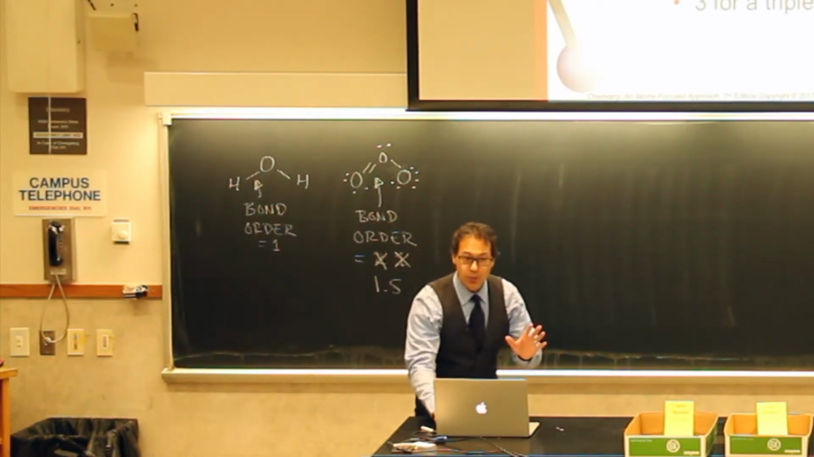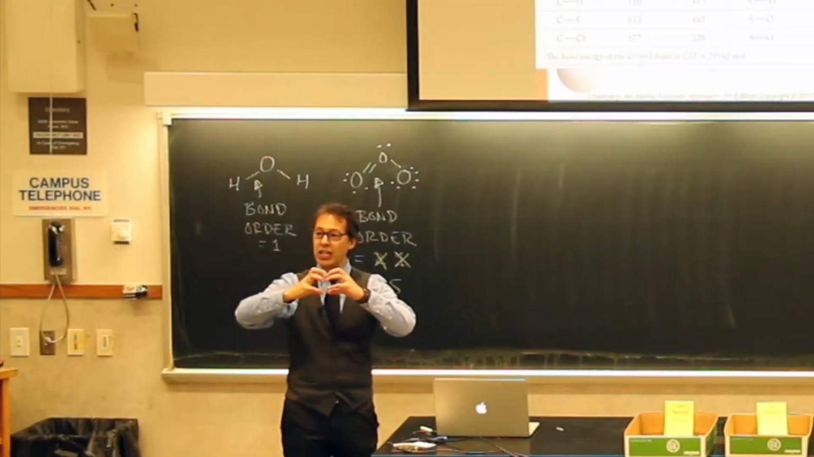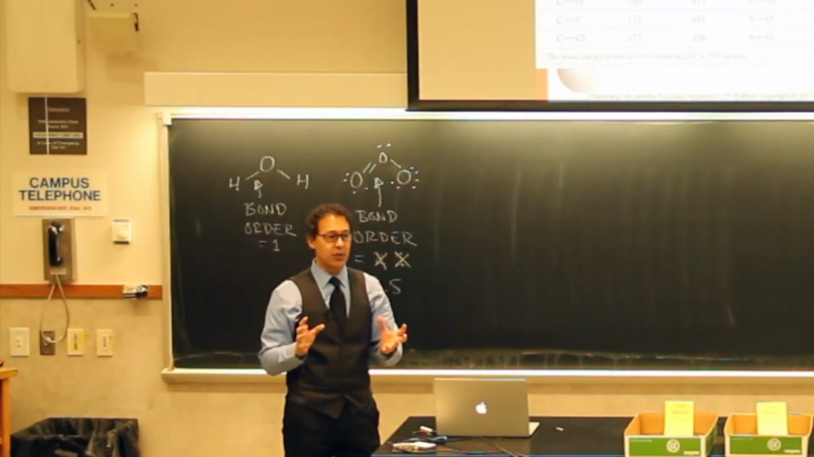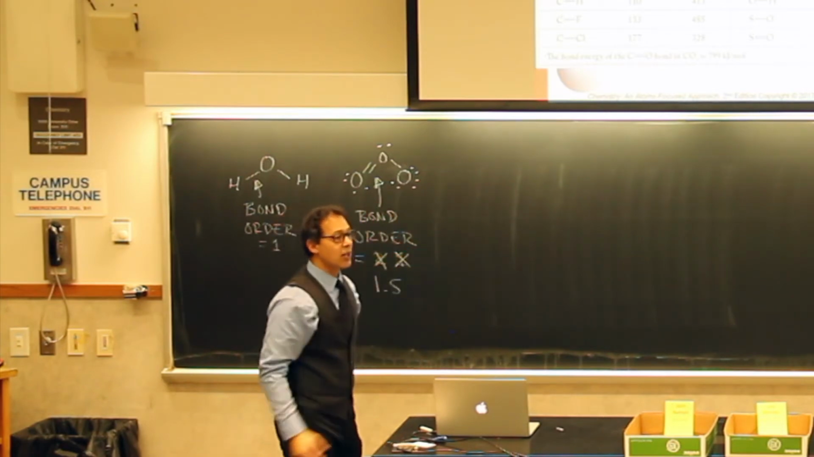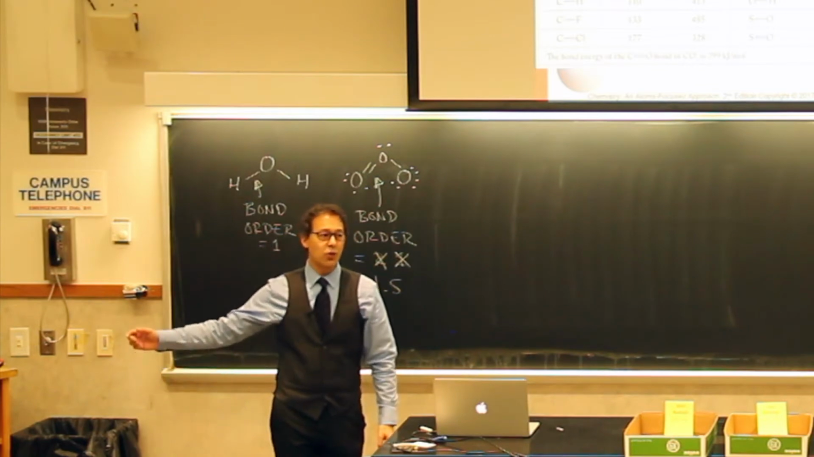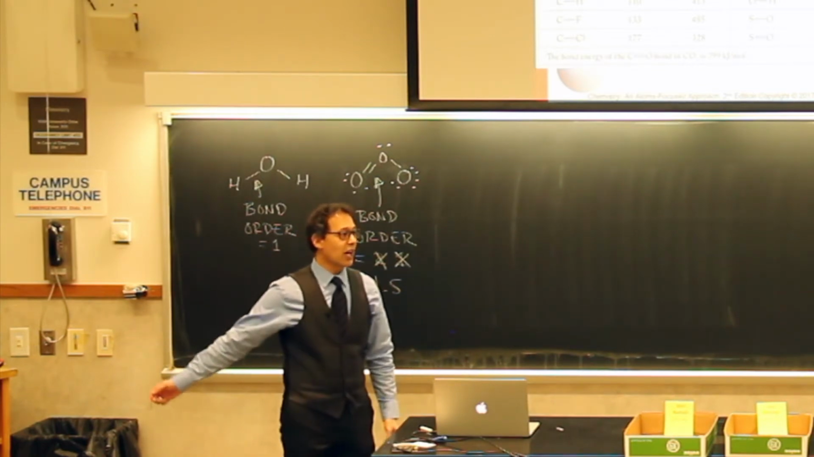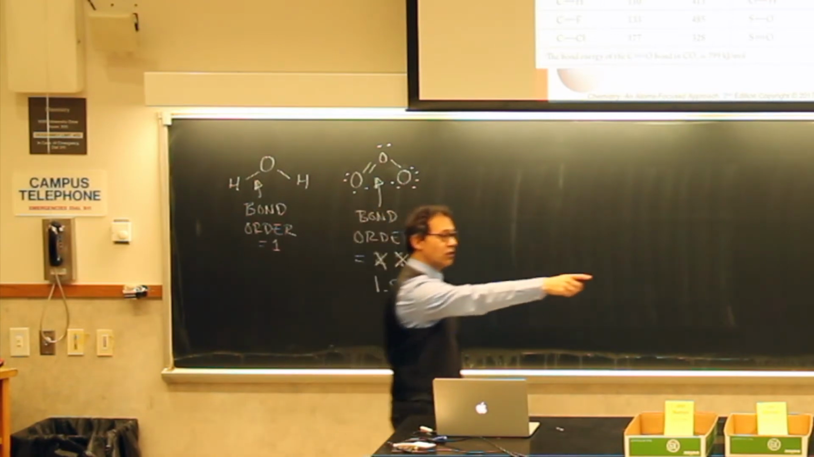Now in your textbook, there's this whole table, and this table shows us the bond length in picometers, and it also shows us the bond energy, kilojoules per mole. And this is the amount of energy it would take to pull these atoms apart from each other. And there's all kinds of bonds there. And students say, do I need to memorize this, Professor Locken? No, don't memorize this.